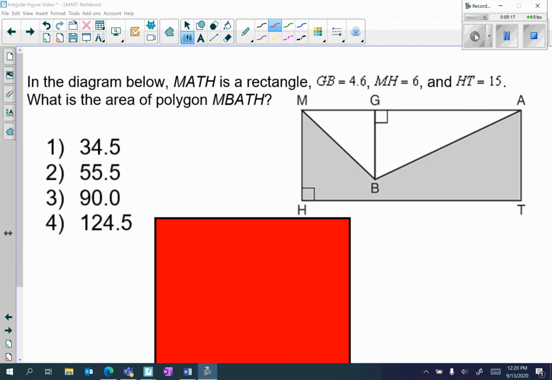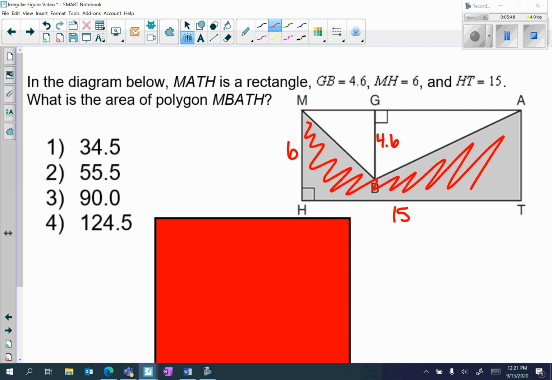Let's look at the next problem. In the diagram below, MATH is a rectangle. GB is 4.6, so let's label the diagram. 4.6. MH is 6, and HT is 15. What is the area of the polygon MBATH? So notice MBATH is this shaded section. So remember, anytime you're finding a shaded region or shaded section, you're going to be using subtraction.